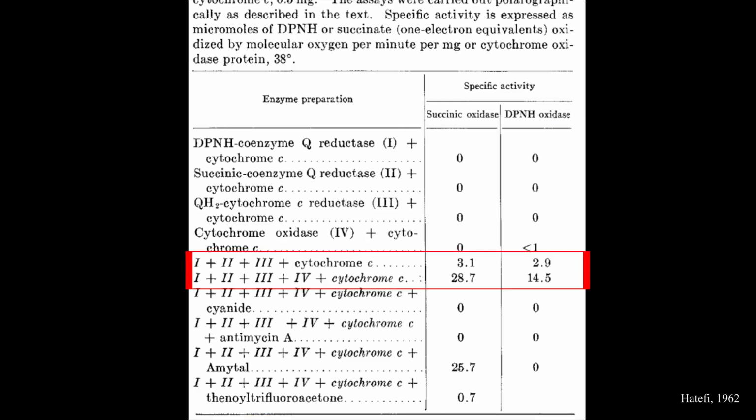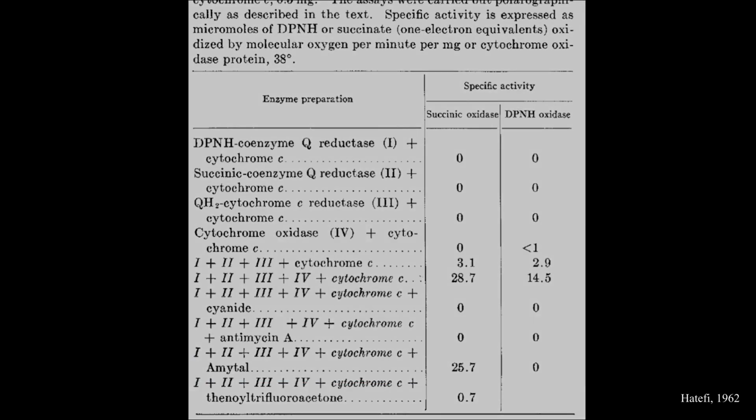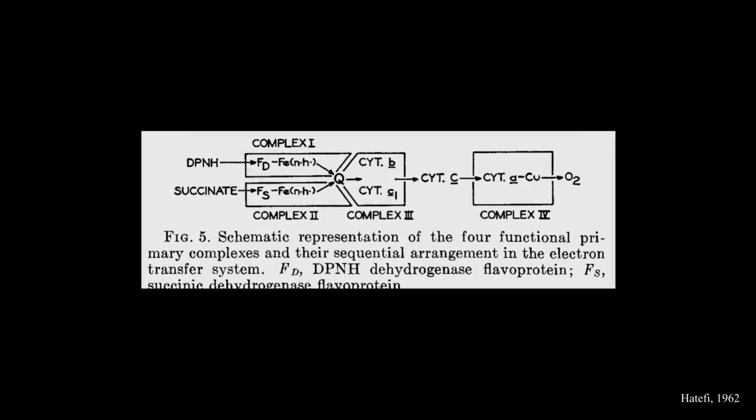And here we can see that both the succinate and the NADPH activities were high when the entire system is reconstituted. And again, antimycin A inhibited both reactions, whereas amytal only inhibited the NADPH activity. These experiments indicated that the 4 complexes of the ETC needed to be arranged in a specific sequence to function, and the authors provided this diagram to help visualize the process. NADPH provides electrons to complex 1, and succinate provides them to complex 2, and both transfer their electrons to complex 3, which transfers them to cytochrome C, to complex 4, and finally to oxygen.